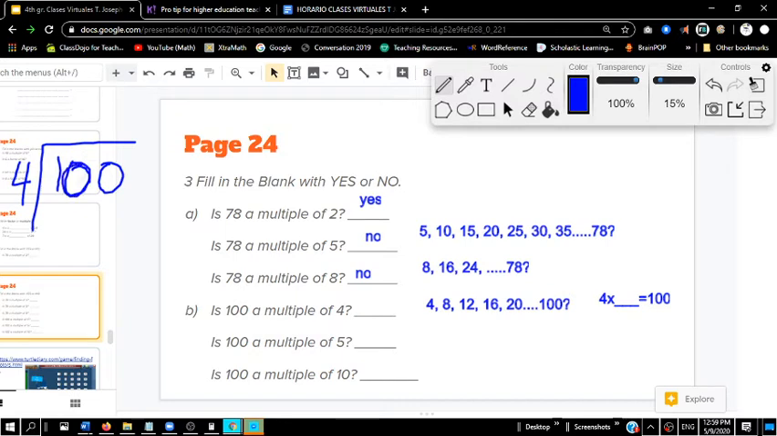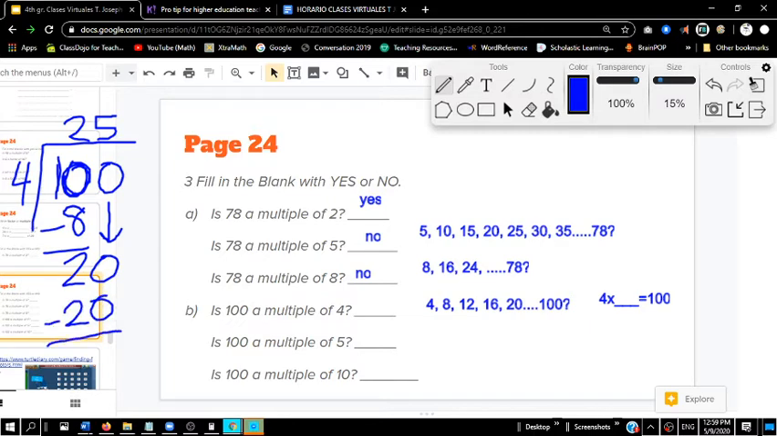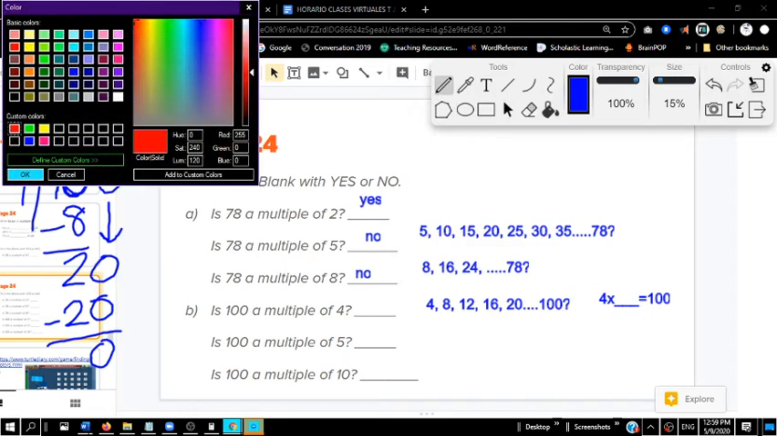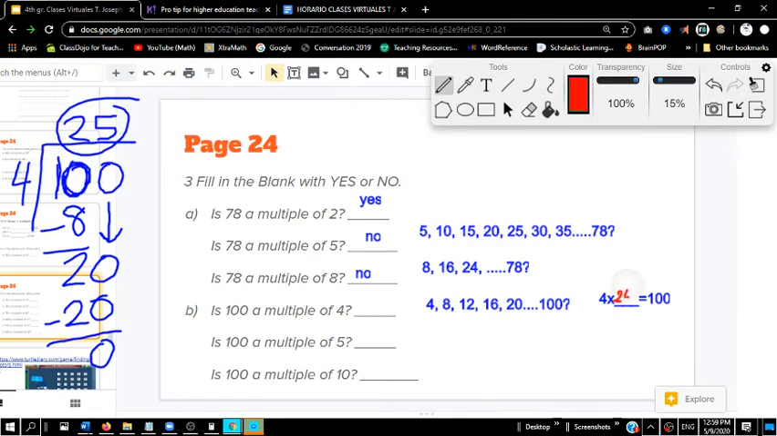4 goes into 10 2 times. 2 times 4 is 8. 10 minus 8 is 2. Bring down my 0. I know that 5 times 4 equals 20. Subtract, and that's going to give me 25. My answer is 25 times 4 gives me 100. Ooh, you cannot see that very well. Let me try that again. 25. So this is correct. 100 is a multiple of 4.